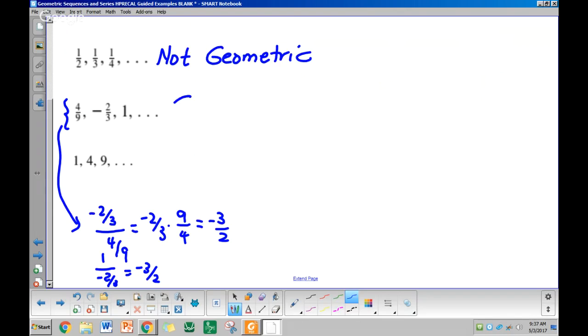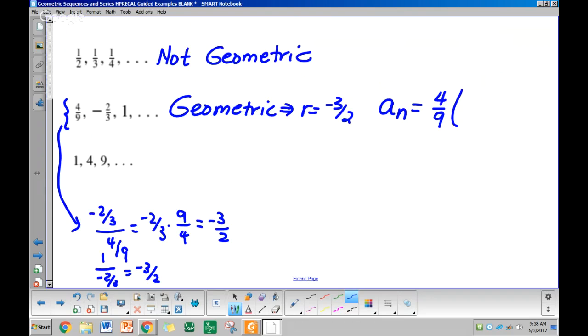So this is geometric with r equal to negative 3/2. If I wanted to come up with the nth term, it would be a sub n equals the first term, which is 4/9, times r, which we figured out was negative 3/2, to the n minus 1. We'll just leave it like that. Now, knowing what r is, could you come up with the next 4 terms? Yes. Sure.